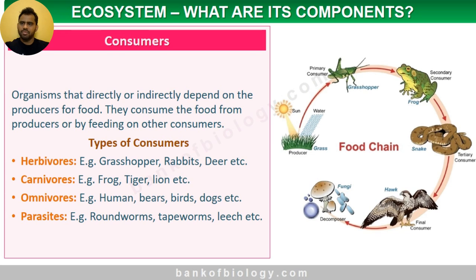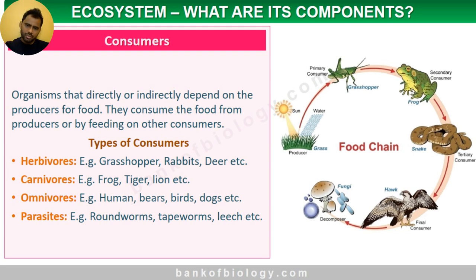First we have herbivores. Herbivores are the grasshoppers, rabbits, deer. Herbivores are the animals that will eat grass, etc. The vegetarian food. Rabbit will have vegetarian grass, grasshopper will have grass, deer will have grass. Carnivores are the frog, tiger, lion, etc. They will eat the meat. Frog will eat the meat, tiger will eat the meat, lion will eat the meat, etc.